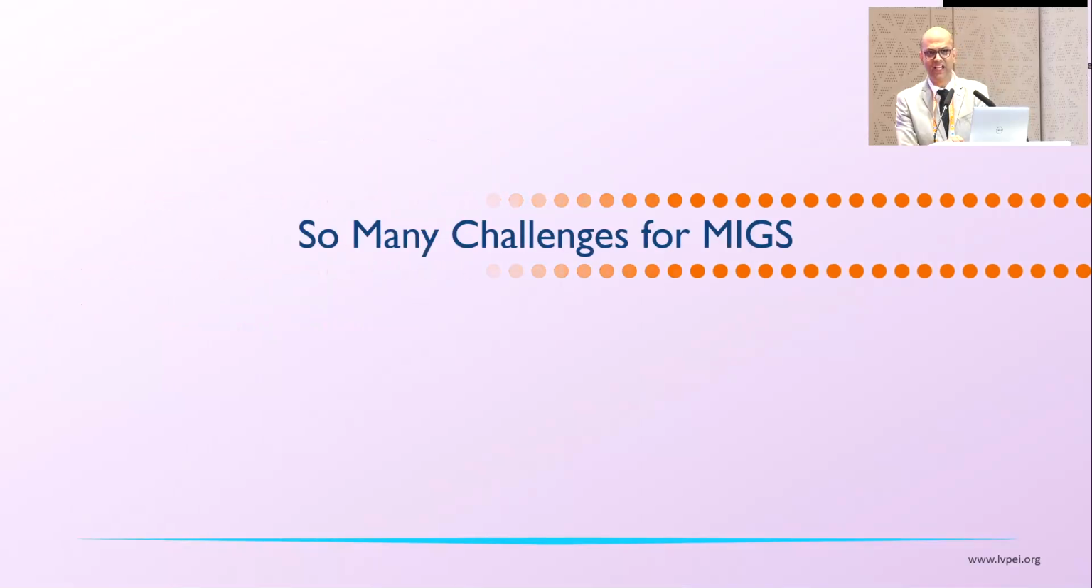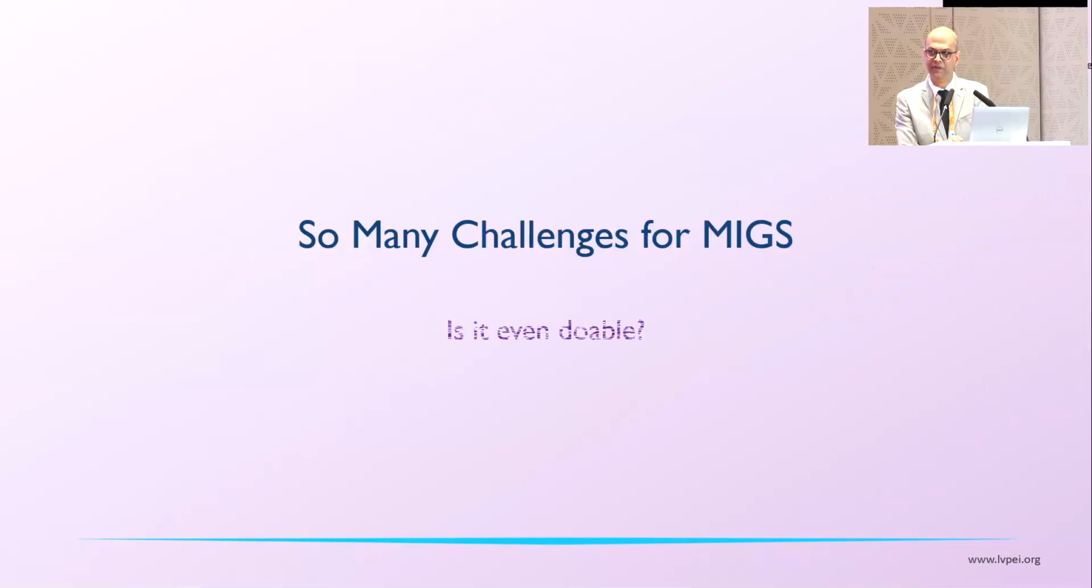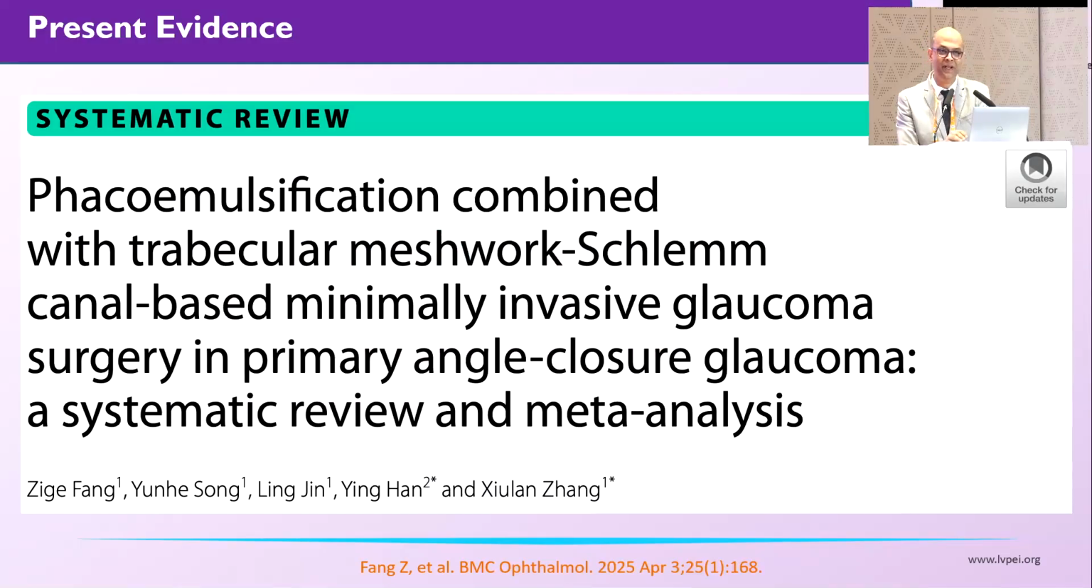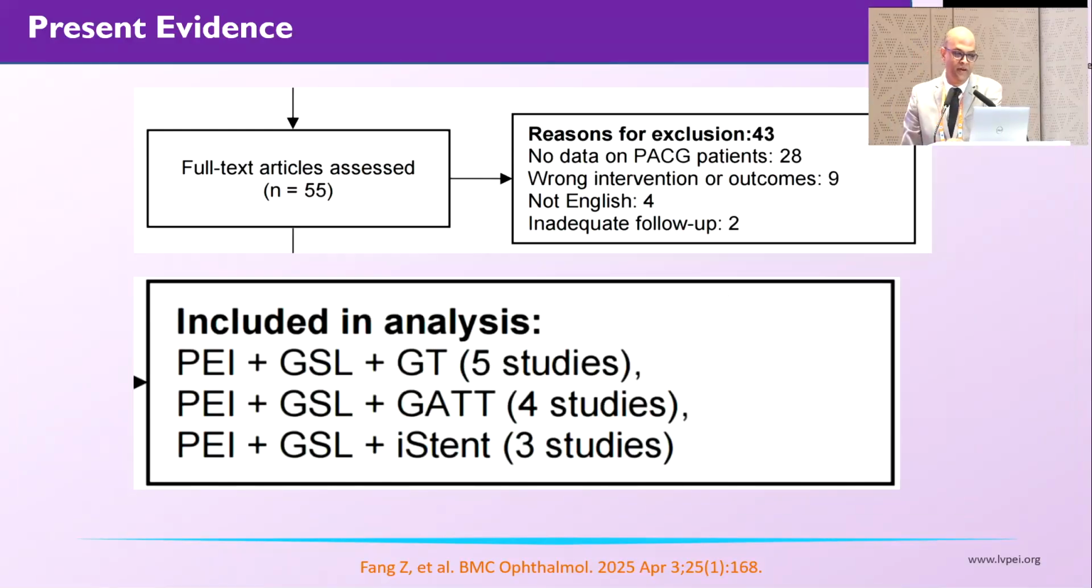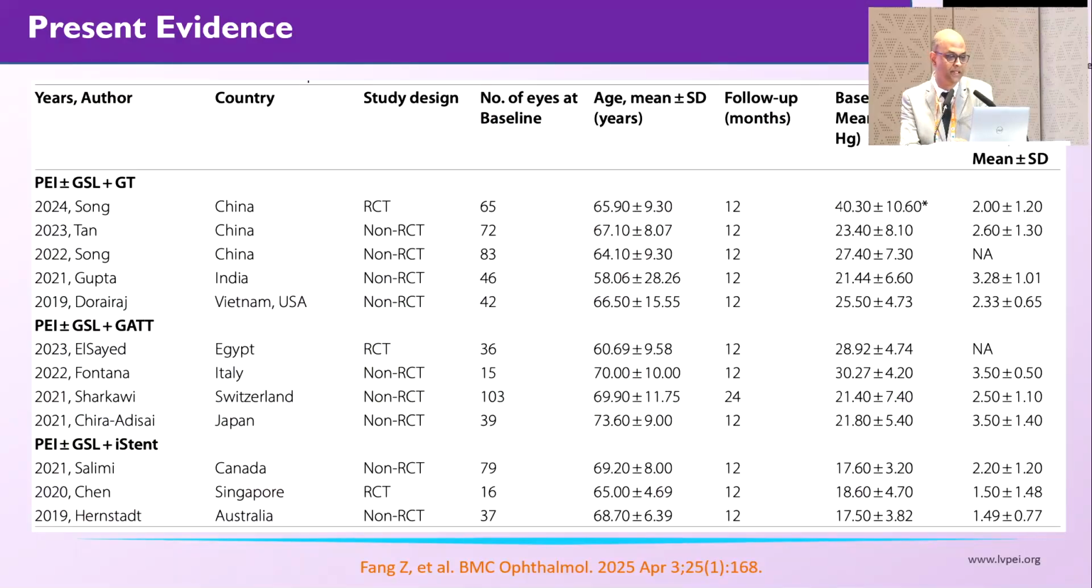So with so many challenges, is it even worth performing MIGS? I believe if the schedules had been drawn just a week back, looking at this review article, I would not have needed to give this talk. This paper has just been published for me to pull everything out from there and present before you. The wonderful thing about this review meta-analysis is, they have excluded 43 papers and included only 12 high-quality papers, 3 of which are randomized controlled trials.